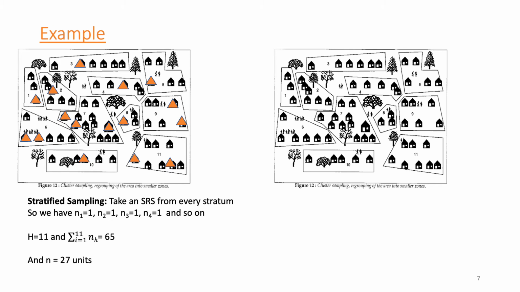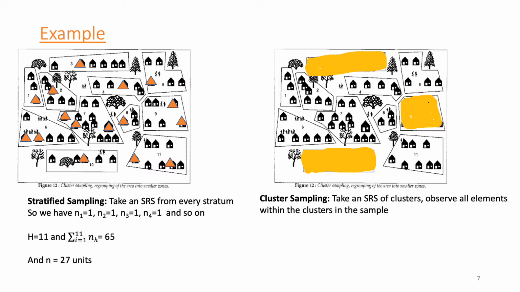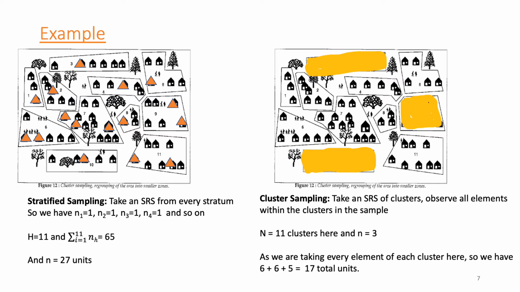sampled strata. But in cluster sampling, each block is a cluster. So suppose we have selected cluster 3, cluster 9 and cluster 10. What we do is take an SRS of clusters and observe all the elements within the clusters in this sample. So here I have taken the SRS of three clusters. Capital N will be equal to 11, that is the total number of clusters, and small n, that is the sample clusters, is equal to 3.